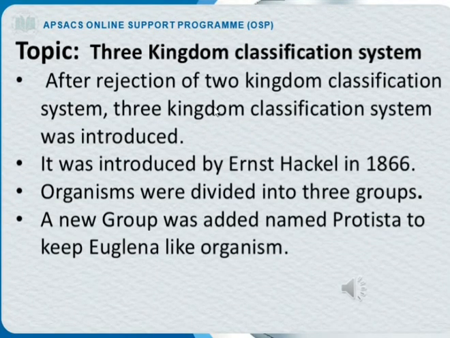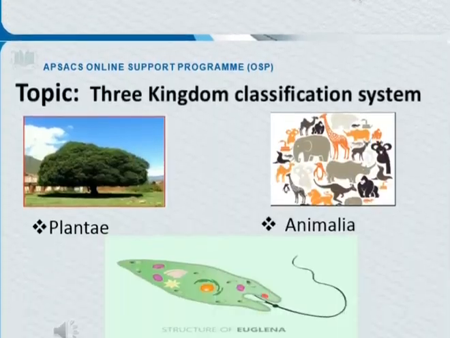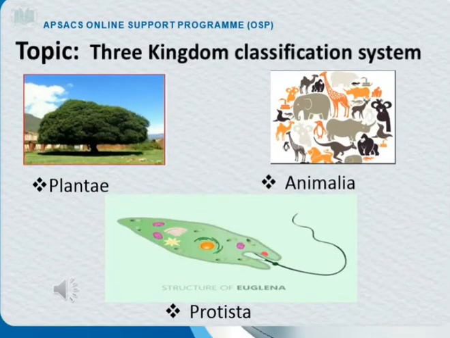After the rejection of two kingdom classification system, three kingdom classification system was introduced. It was introduced by Ernst Haeckel in 1866. Organisms were divided in three groups. A new group was added named Protista to keep the Euglena-like organisms. So, three kingdom classification system had three groups. The first one was Plantae, then Animalia, and the third one was Protista.